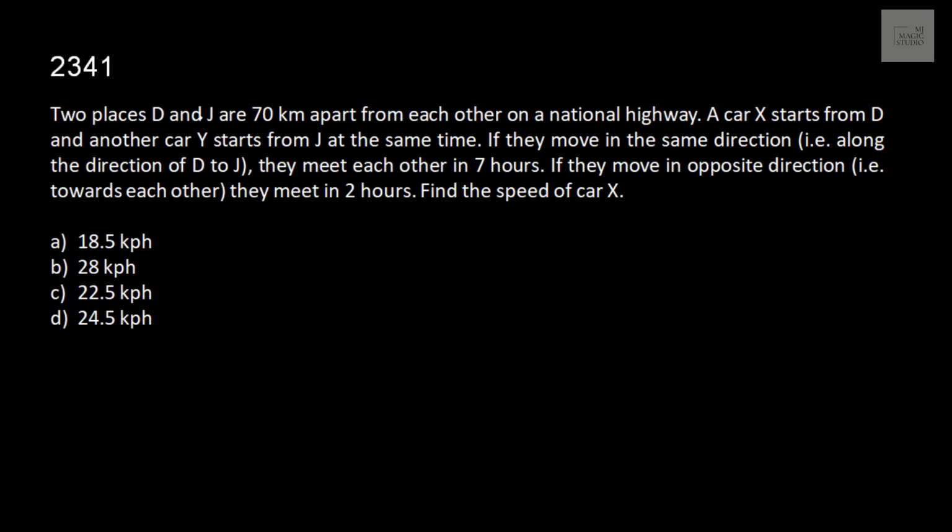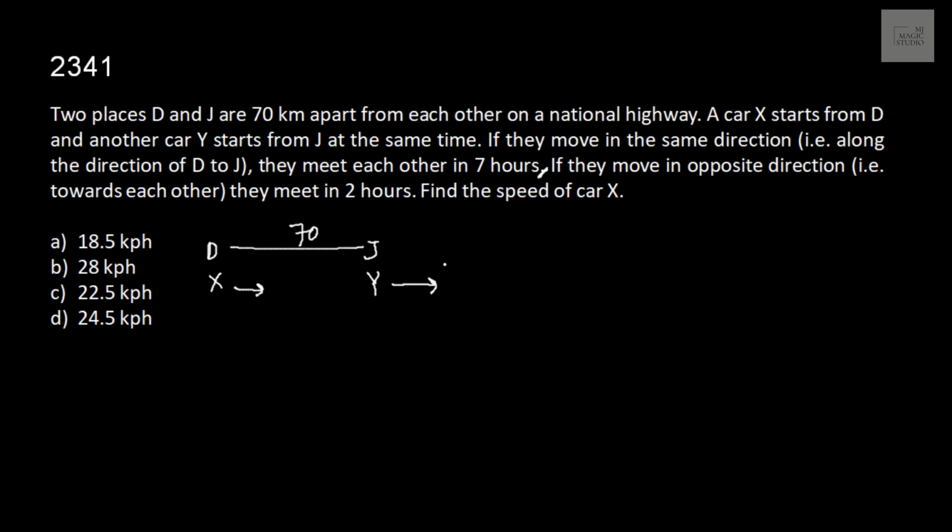Two places D and J are 70 kilometers apart from each other on a national highway. A car X starts from D and another car Y starts from J at the same time. If they move in the same direction, that is along the direction of D to J, X starts towards Y and Y starts towards somewhere else, but they are moving in the same direction, they will meet each other in 7 hours.